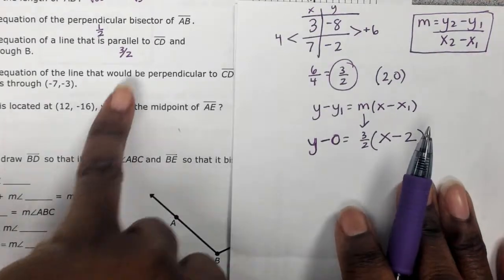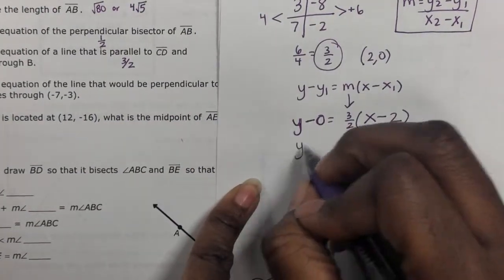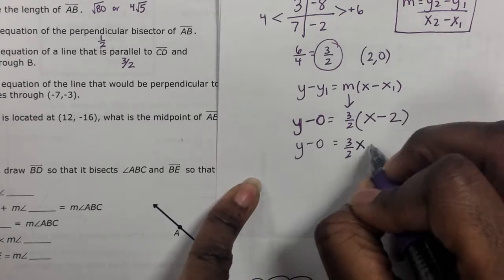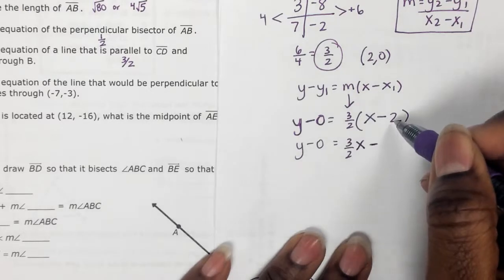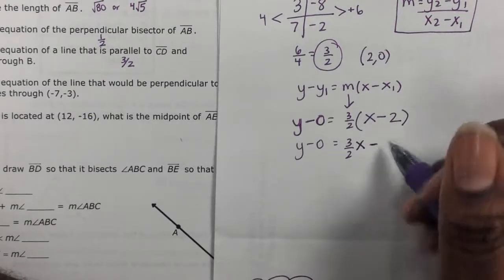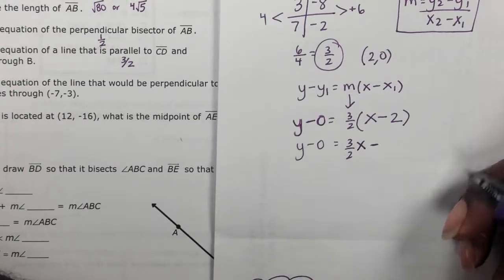So I'm still on C right now. So I've got y minus 0 equals 3 over 2 x minus, so now I have to multiply 3 over 2 times 2, or negative 2. So that's going to be 6 over 2. Can you guys multiply that out and make sure you would get the same thing if this was your exam?